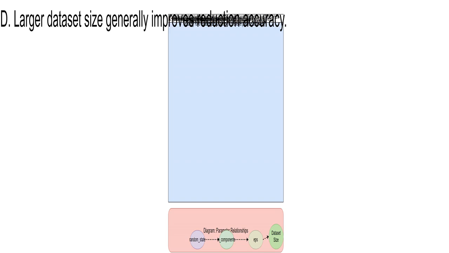Statement D examines the relationship between the dataset size and the quality of dimensionality reduction. A larger dataset provides more data points which, in turn, gives a more robust and accurate representation of data's inherent structure, thus leading to better dimensionality reduction. The more data you have, the better the projection.